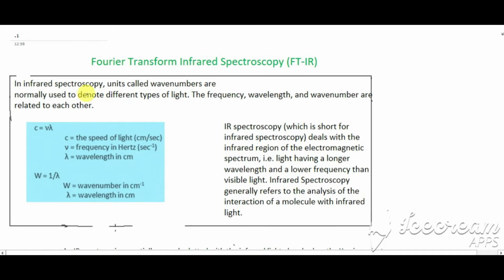Here, how can the wave number be expressed by this equation? Since IR spectroscopy uses IR radiation, its unit is wave numbers. Here we see c equals mu times lambda, where c stands for the speed of light, and mu is the frequency.